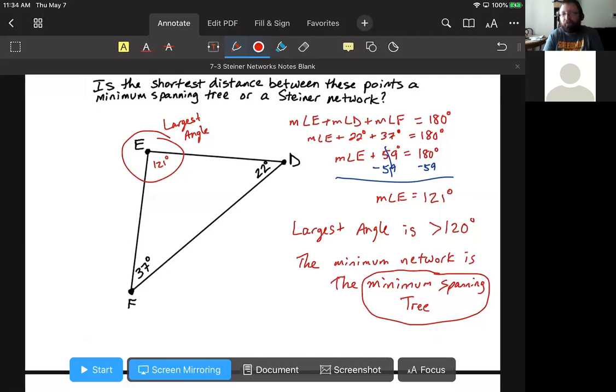Okay, that's what I'm asking you to do tonight, is identify the shortest distance. Is it the minimum spanning tree or is it the Steiner network? Okay, that problem is done. So grab your screenshot if you want one. We're going to do another easy one.